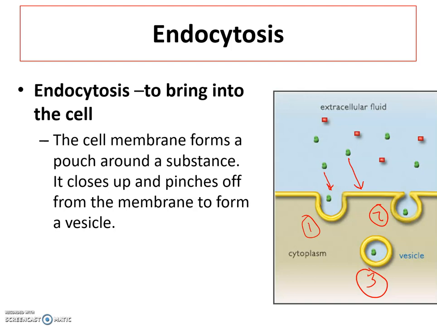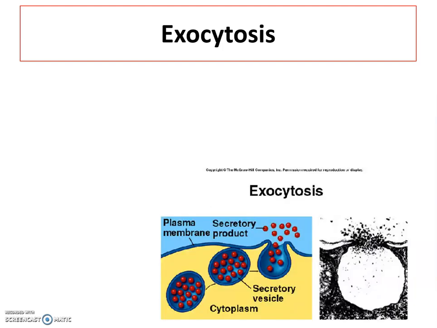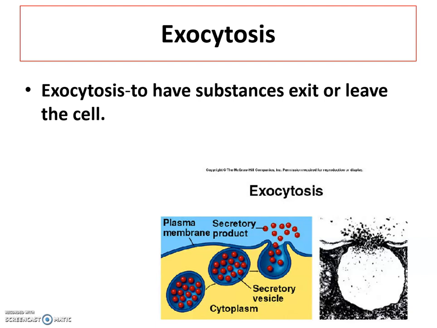Opposite of endocytosis would be exocytosis. So this is where there are substances that would leave or exit the cell. So for example, let's say that we're releasing a hormone into the bloodstream from our brain. One of our brain cells might release that hormone from its cells into the bloodstream and then cause a reaction to other cells. Here, you're seeing an actual micrograph or a picture of this happening underneath a microscope.